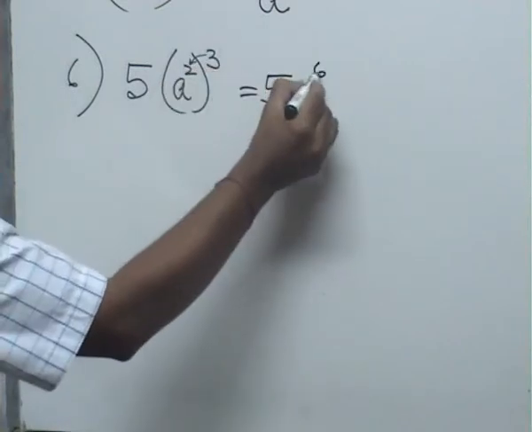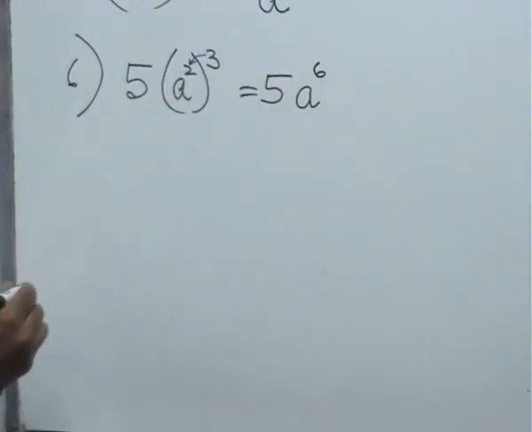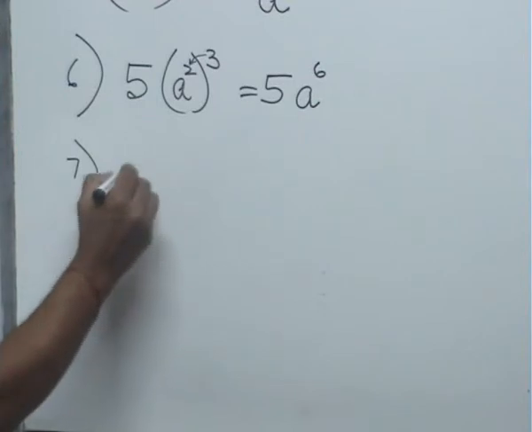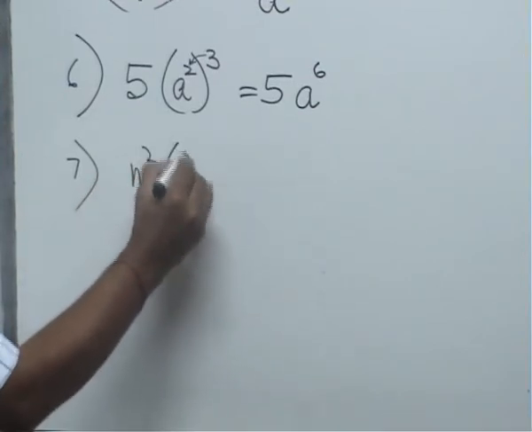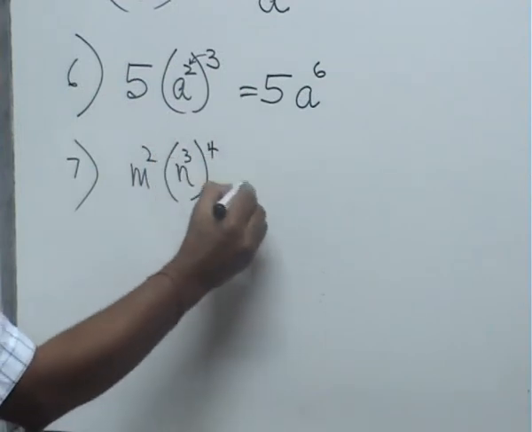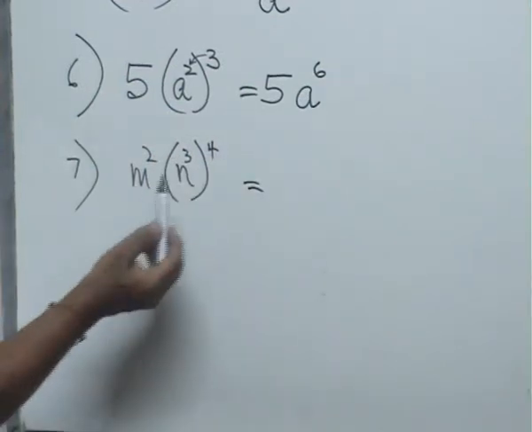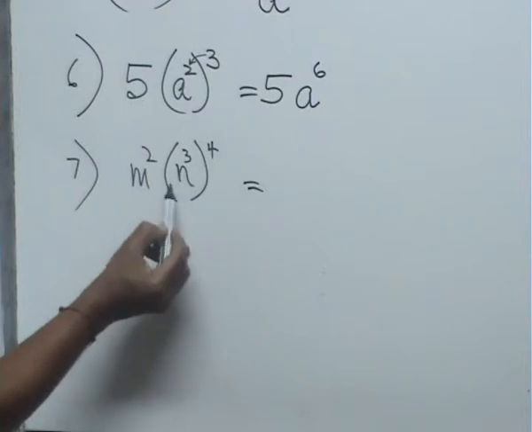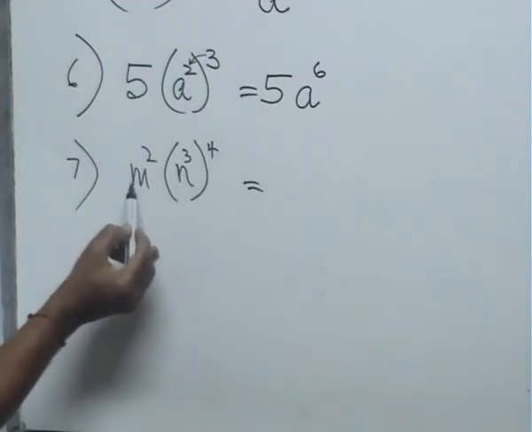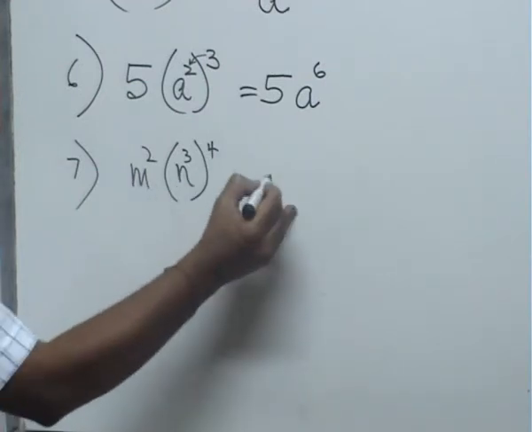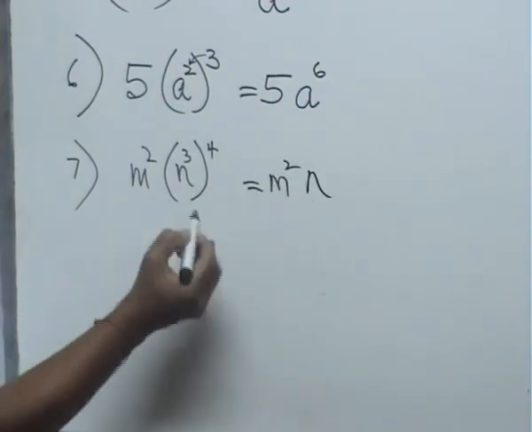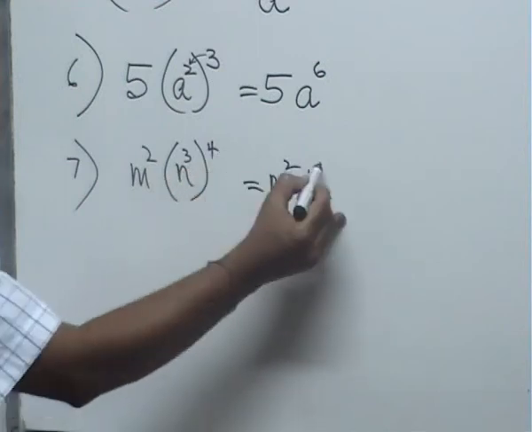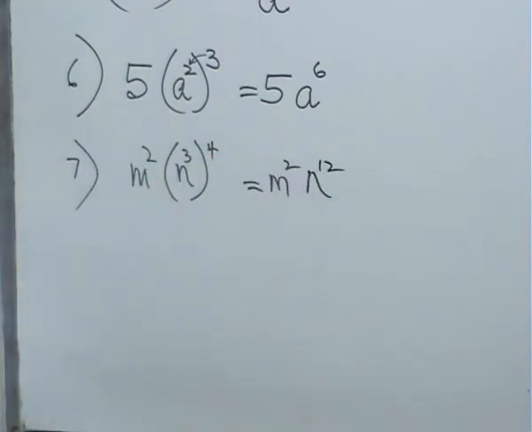2 times 3, 6. Right, let's just do another example to make it clear. m squared into n cubed into 4. Now clearly that power is only affecting n cubed, not m squared. So m squared will be on its own here. Then you write down n, and 3 times 4 will give you 12.